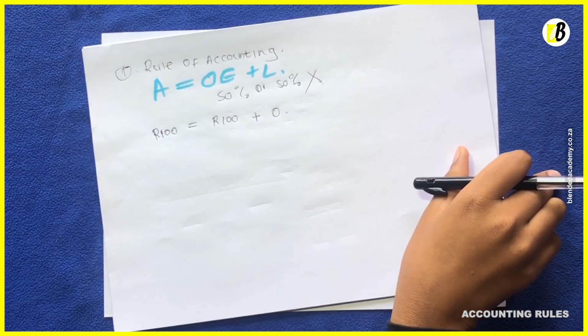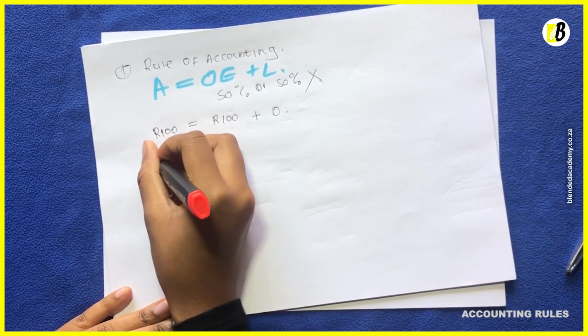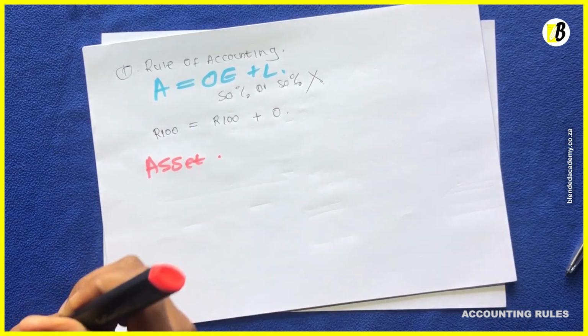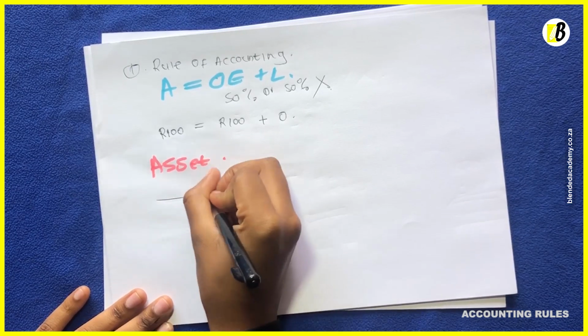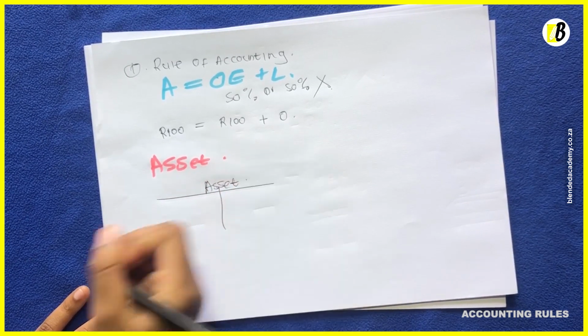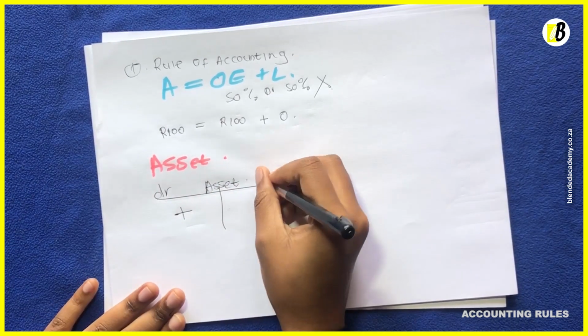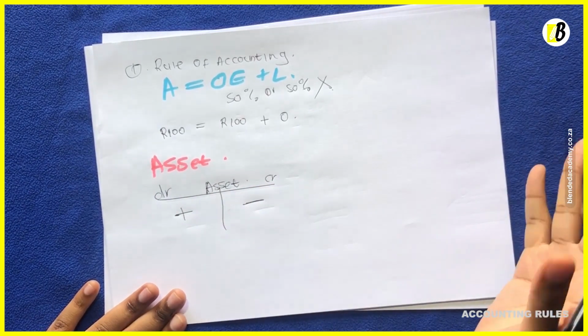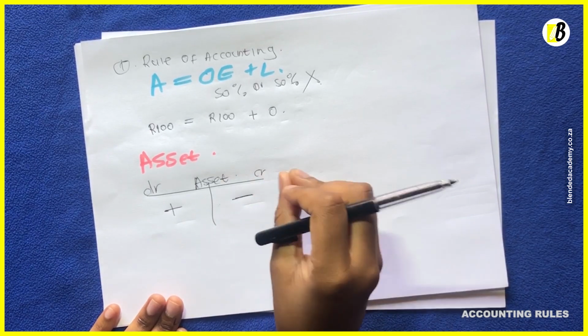So okay, fine, let's get to each element. Let's start with our asset. The rule of accounting says that, okay, this is an asset. It says that our asset increases on our debit side, this is the debit side, and it decreases on our credit side.